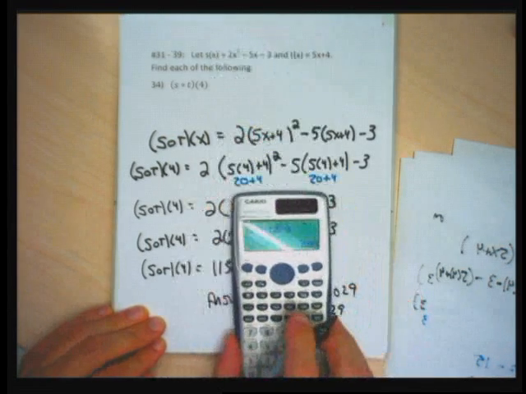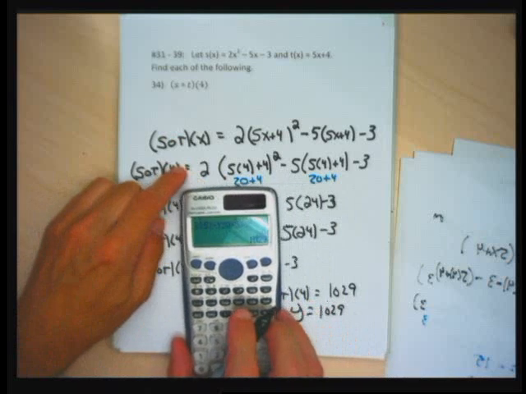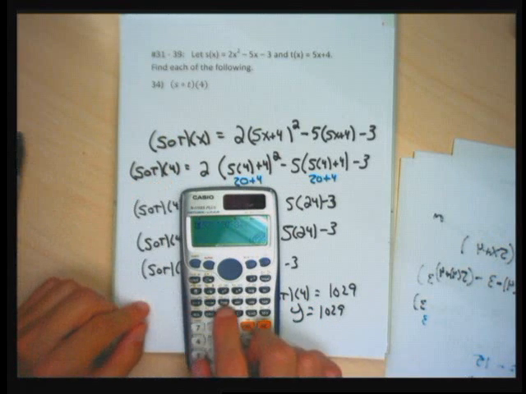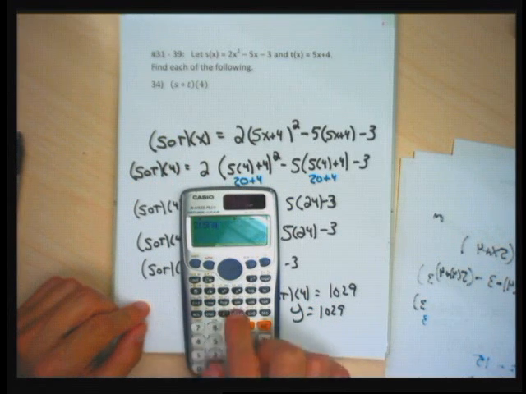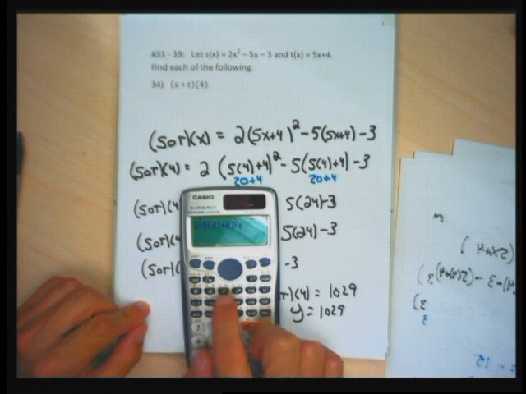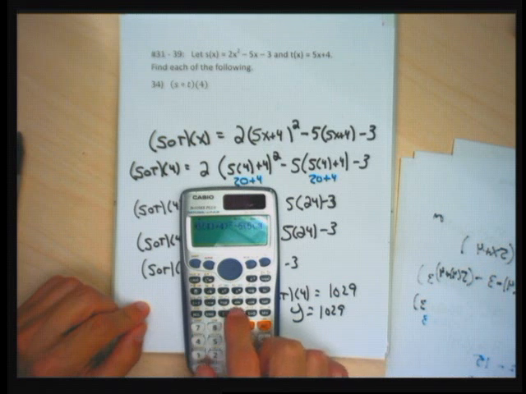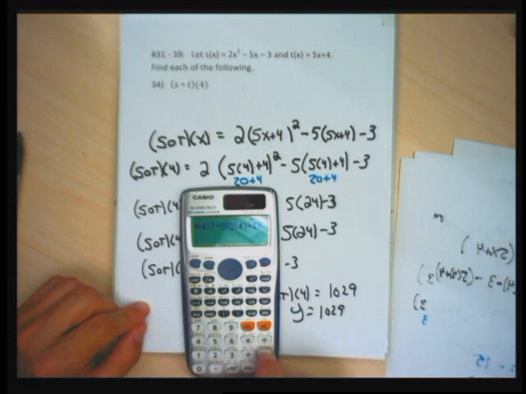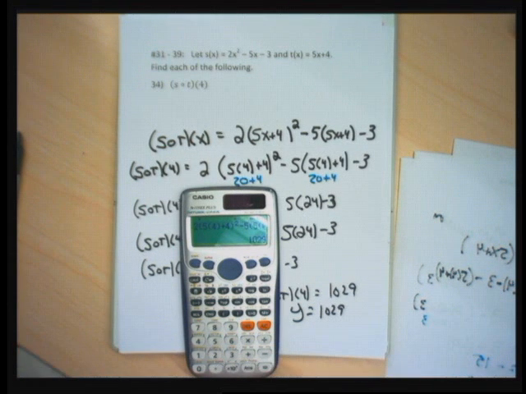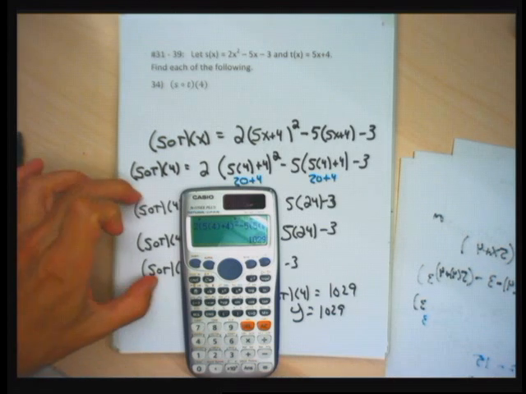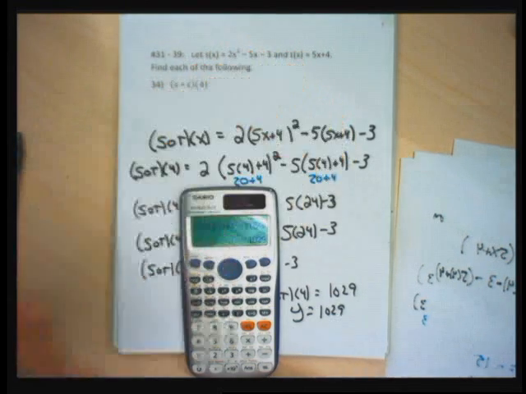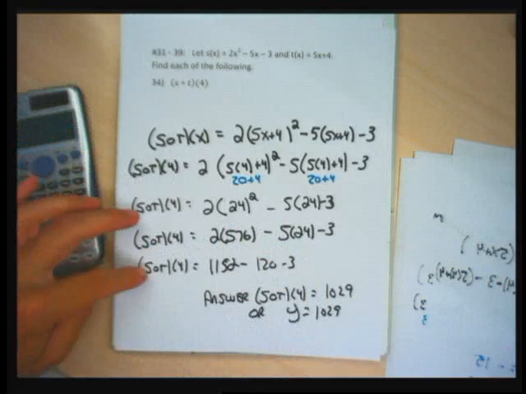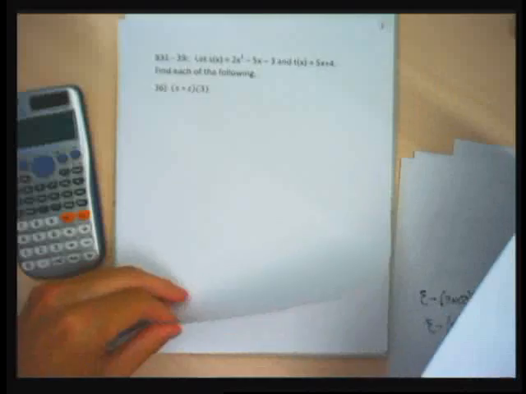So this line right there, I'm going to try to do on my calculator. So I'm going to do 2 parentheses 5 times 4 plus 4 squared minus 5 times 5 times 4 plus 4 minus 3. I get that same 1029, so I feel good about my by hand work. I don't mind at all you doing this whole string on your calculator. It doesn't make any difference. If you want to do the arithmetic by hand because you like doing that kind of stuff, you're welcome to it. If you want to press buttons, you can do it as well.